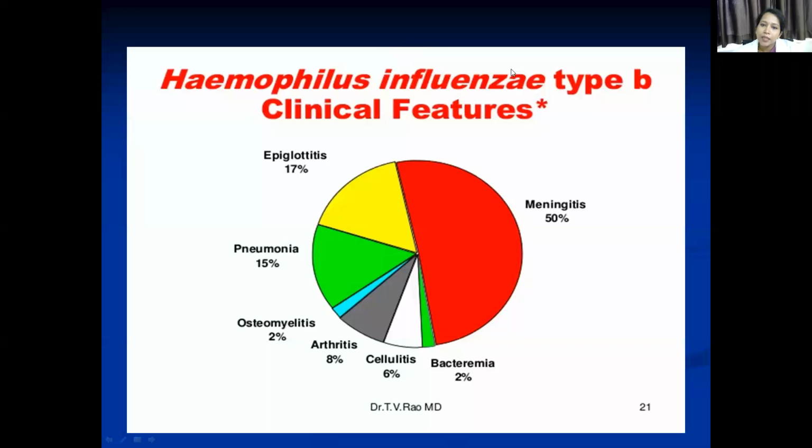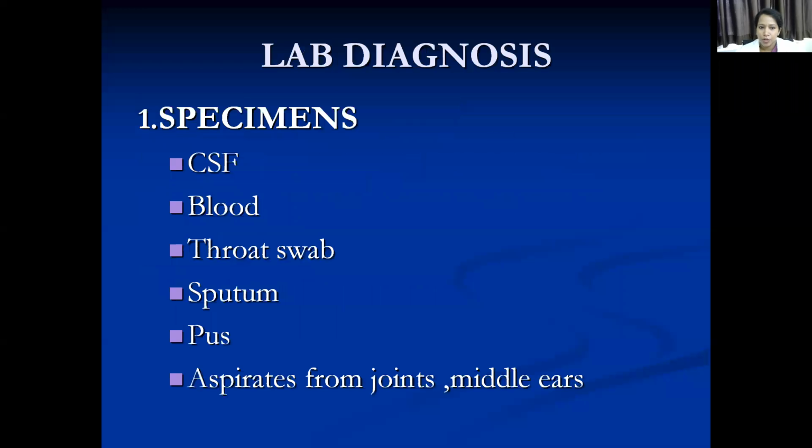So, Haemophilus influenzae type B produces all of these: meningitis, epiglottitis, pneumonia, osteomyelitis, arthritis, cellulitis, bacteremia. These are all caused by Haemophilus infection.